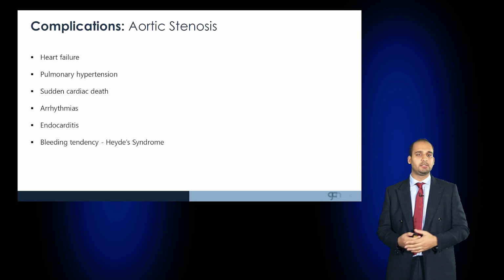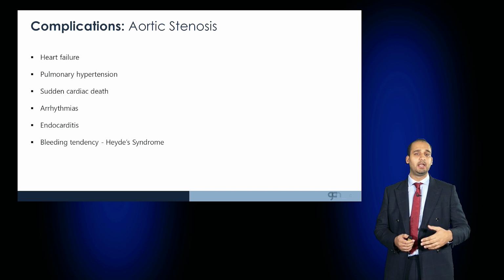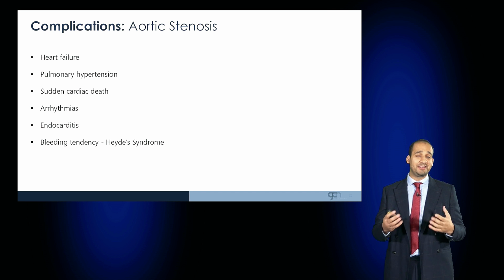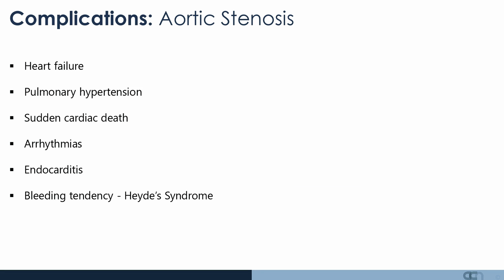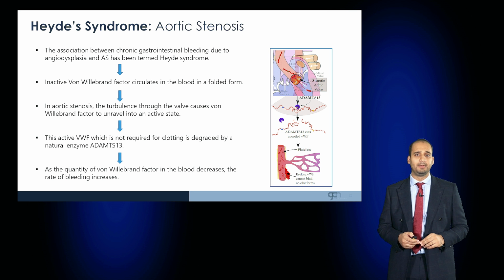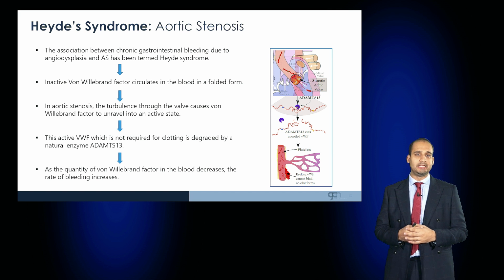The complications of aortic stenosis would include heart failure, pulmonary hypertension, and it can result in sudden cardiac death, particularly through the precipitation of anemias, and the abnormal valve can develop endocarditis. Importantly, there is an association with a bleeding tendency, and this is known as Heyde syndrome. In Heyde syndrome, there's an association of aortic stenosis and chronic gastrointestinal bleeding.